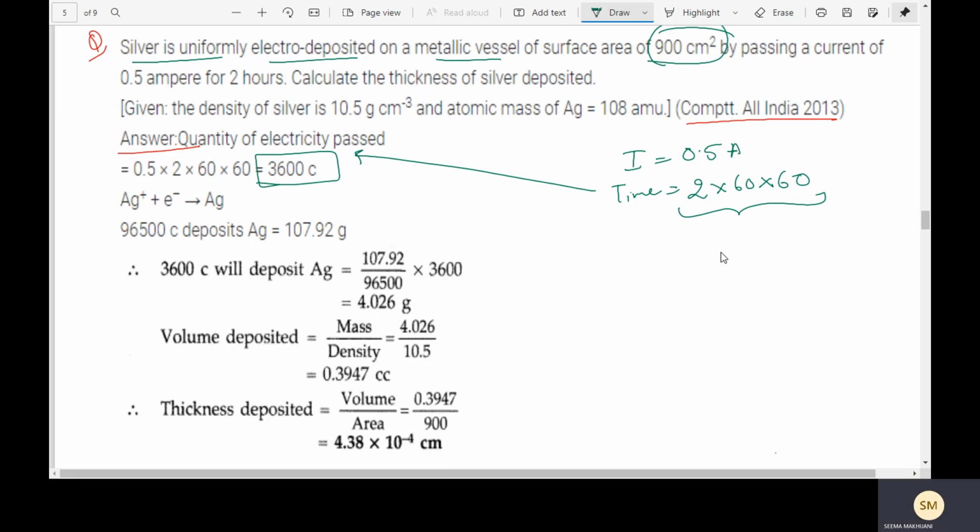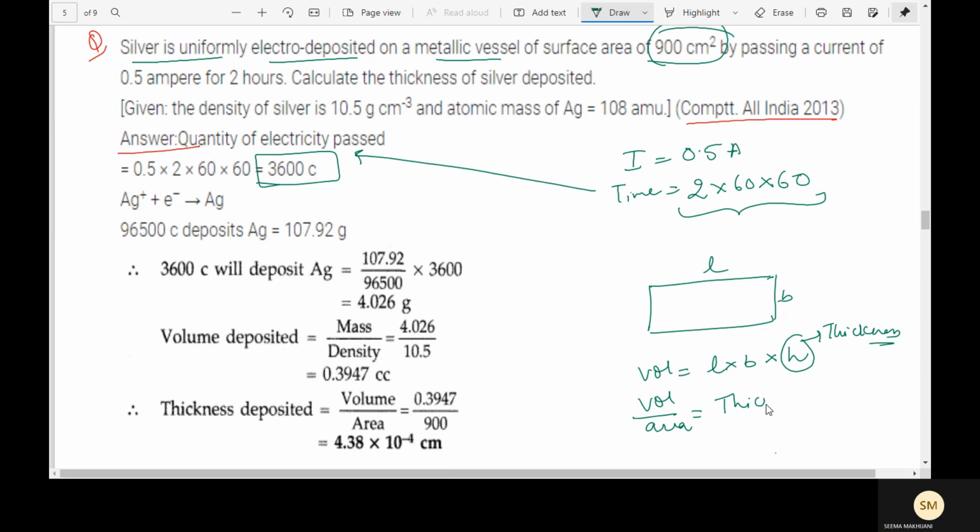Calculate the thickness of the silver deposit. Suppose the metal vessel is a block, it could be anything. Its area, that is length into breadth, is given, and thickness is the height. If I talk about the volume of any vessel, it is always length into breadth into height. Height is your thickness. So if you divide the volume by the area, it will give you your thickness. That is the logic behind it.